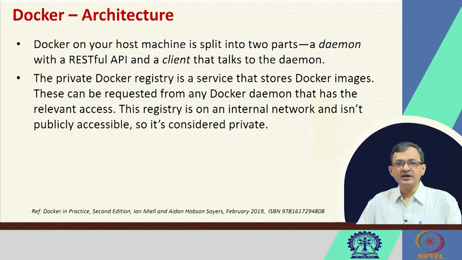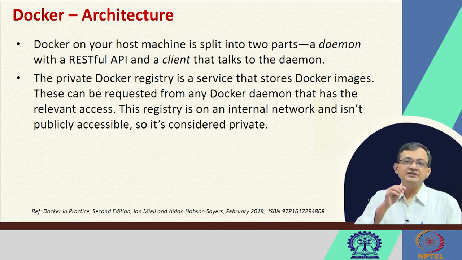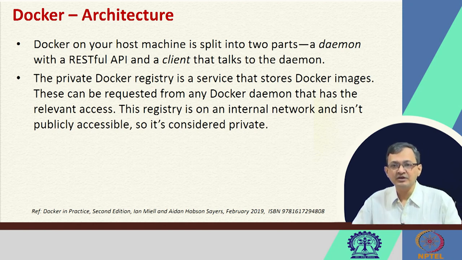A private Docker registry is a service that stores the Docker images. I was telling you that you need a catalog or registry to find them. This can be requested from any Docker daemon that has the relevant access. The registry is on the internal network and is not publicly accessible, so it is considered private. It holds the different variations and other Docker images.